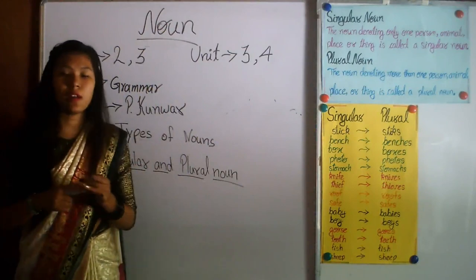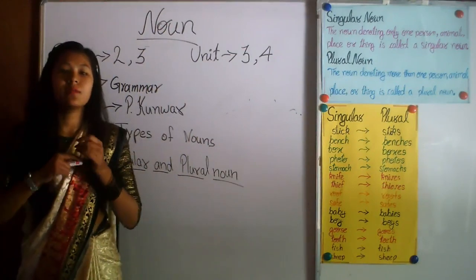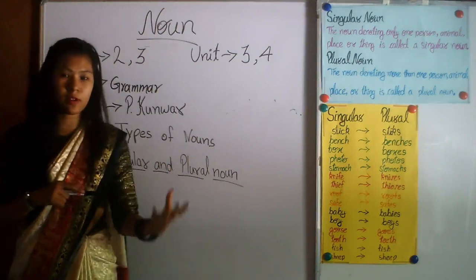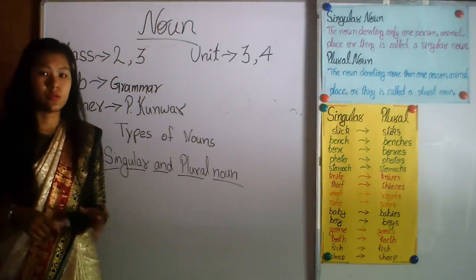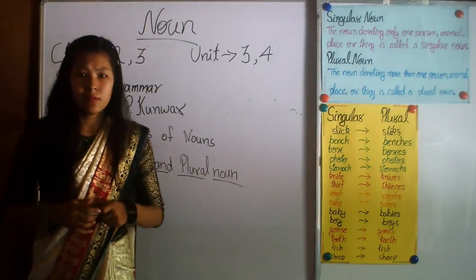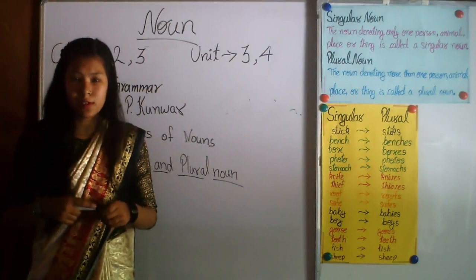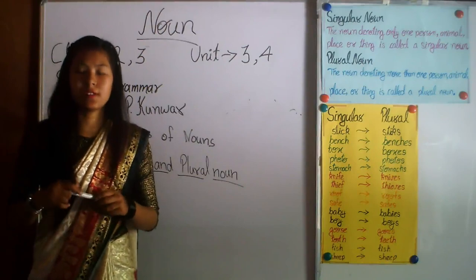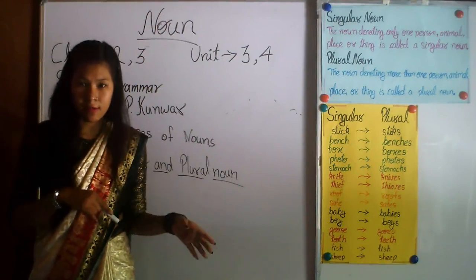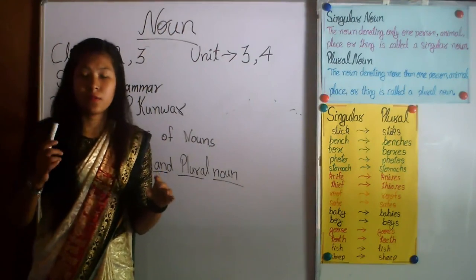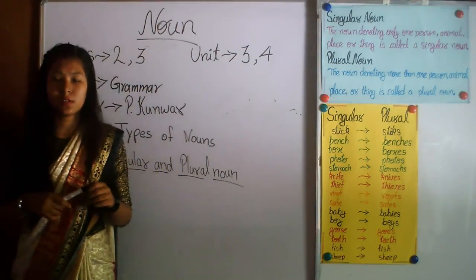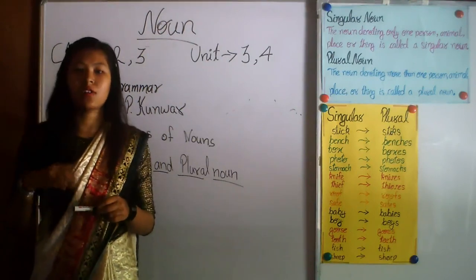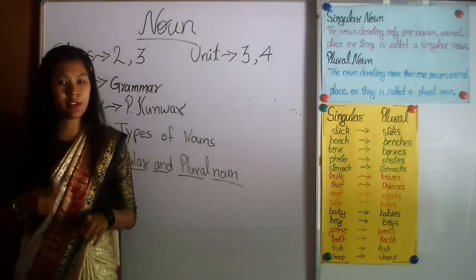About singular and plural noun in your previous classes. So today again we read about singular and plural noun. A singular noun refers to only one person, place, animal or thing, and a plural noun refers to more than one person, place, animal or thing.